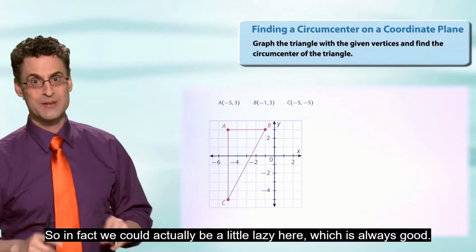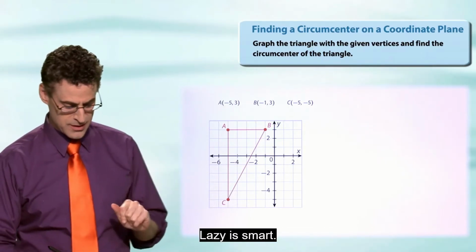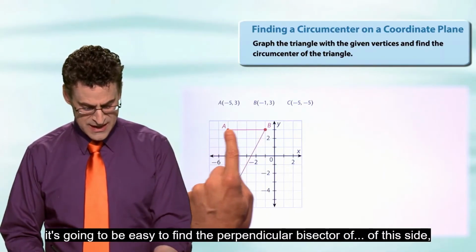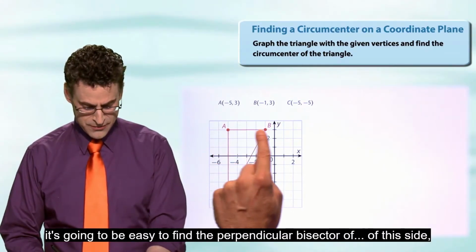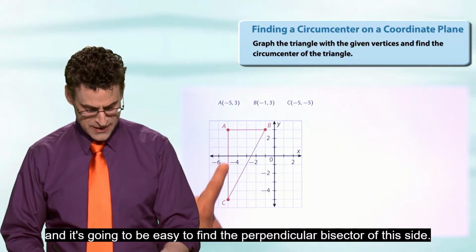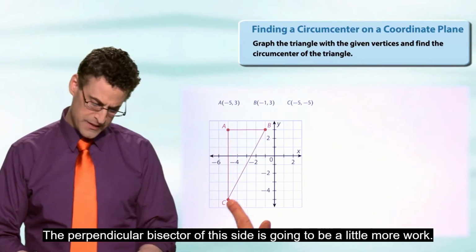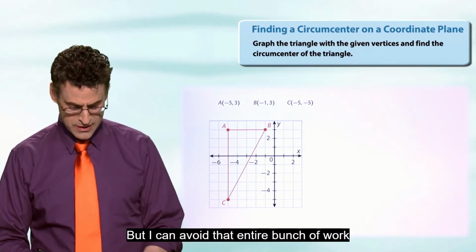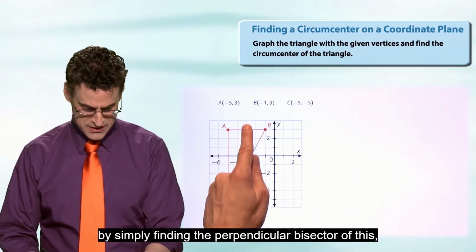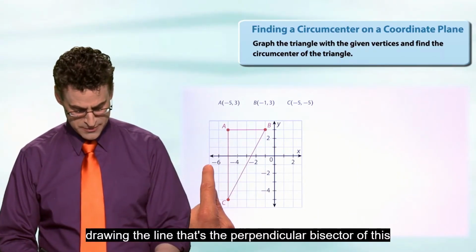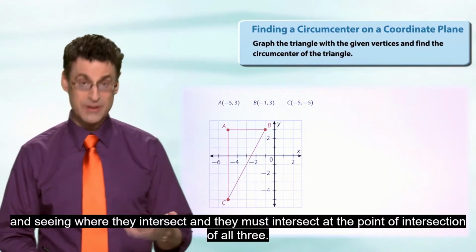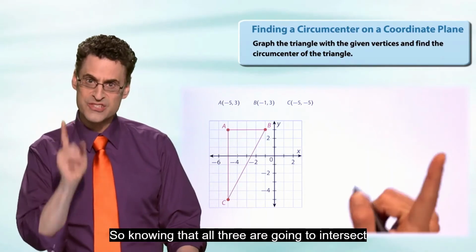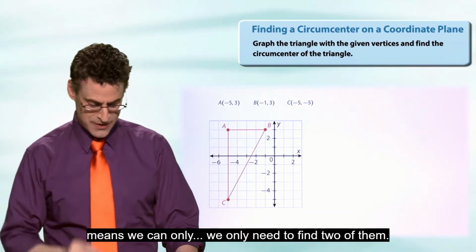So in fact, we could actually be a little lazy here, which is always good. Lazy is smart. And look at this, and here's what I notice. It's going to be easy to find the perpendicular bisector of this side, and it's going to be easy to find the perpendicular bisector of this side. The perpendicular bisector of this side is going to be a little more work, but I can avoid that entire bunch of work by simply finding the perpendicular bisector of this, drawing that line, drawing the line that's the perpendicular bisector of this, and seeing where they intersect, and they must intersect at the point of intersection of all three. So knowing that all three are going to intersect means we only need to find two of them.